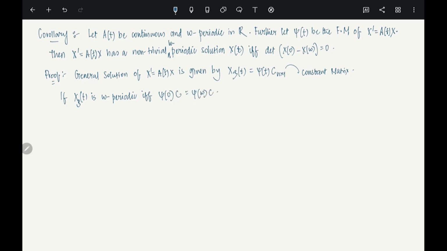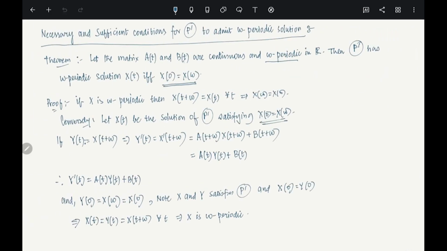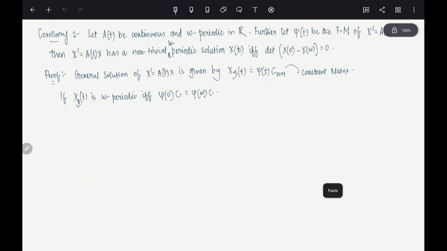Why is this true? Because of the earlier problem. In this problem, if you take b to be 0, it is saying the problem has a w periodic solution if and only if x of 0 equals x of w. So let's say x is a w periodic solution. That's the general solution, but there is a w periodic solution if and only if x of 0 equals x of w. And that will imply phi 0 times c is phi w times c.